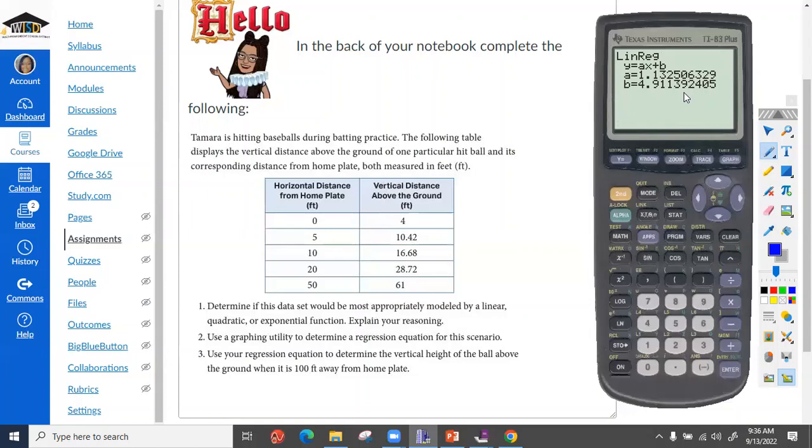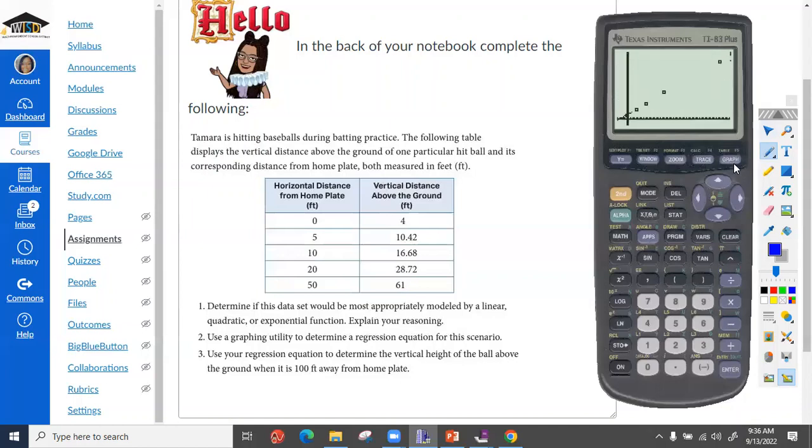1.132506329x plus 4.911394, whatever that is. Okay, you get what I'm going. All right. The calculator will graph it exactly like this versus us having to round. Does that make sense? So we would get a more precise and accurate answer. All right. I want to show you the difference. So I'm going to write it in a rounded version. So I'm going to write it as 1.13x plus 4.91. Okay, that's me rounding. Does that make sense?